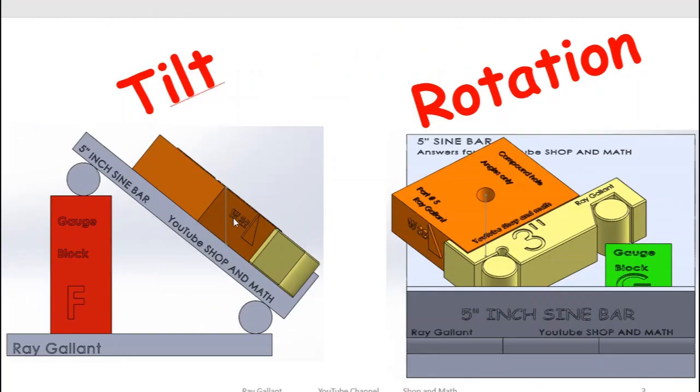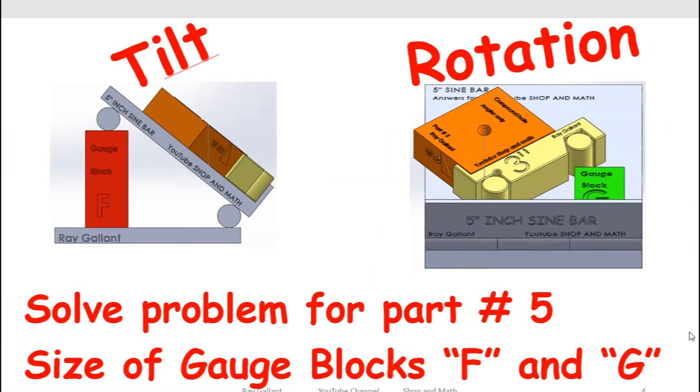Our tilt setup will look like this, and our rotation setup will look like this. For our rotation, we're going to be using a 3-inch sine bar, and for our tilt, we're going to be using a 5-inch sine bar. What we want to find out in our calculations is the height of gauge block F and the height of gauge block G.